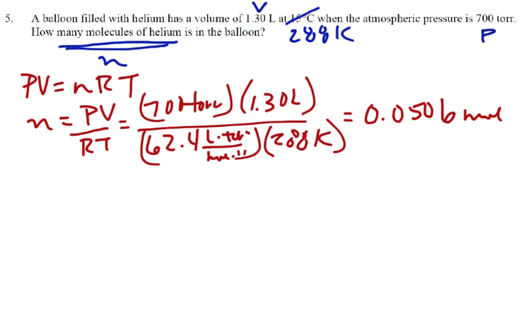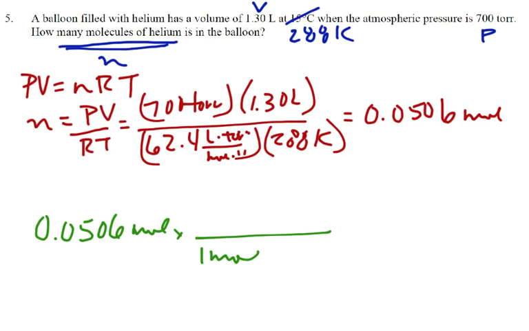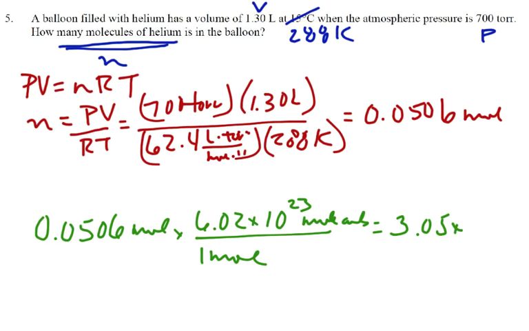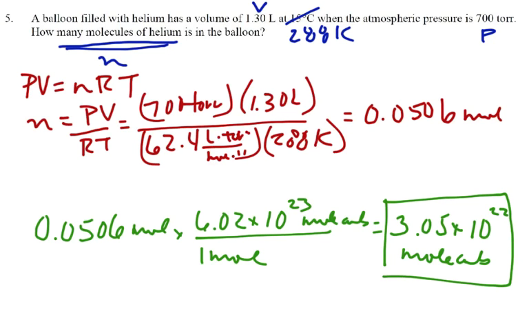And then we go back and do a separate problem. If we have 0.0506 moles, then we just use our conversion factor that 1 mole is 6.02 times 10 to the 23rd molecules for this gas. And we get a final answer of 3.05 times 10 to the 22 molecules. And that's problem number 4.